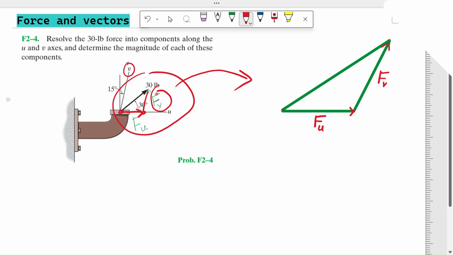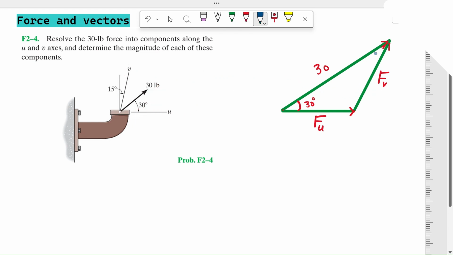and we have this force which is 30 pounds. And here from this horizontal to this 30 pound force, the angle is 30 degrees. So first we need to determine this angle and this angle. Then after, it is very easy, just apply the sine law. You can find the value of FU and FV respectively.